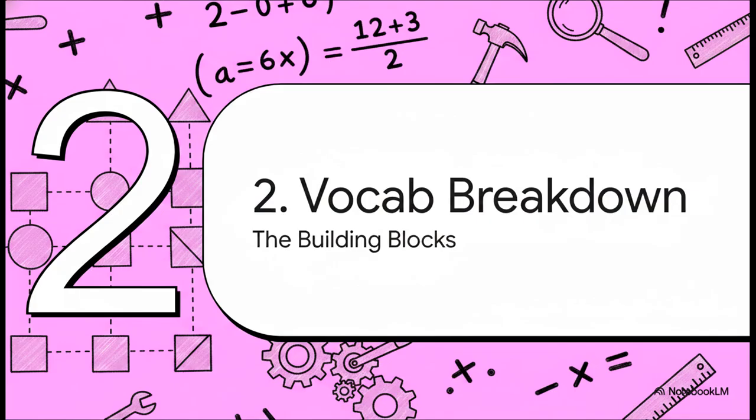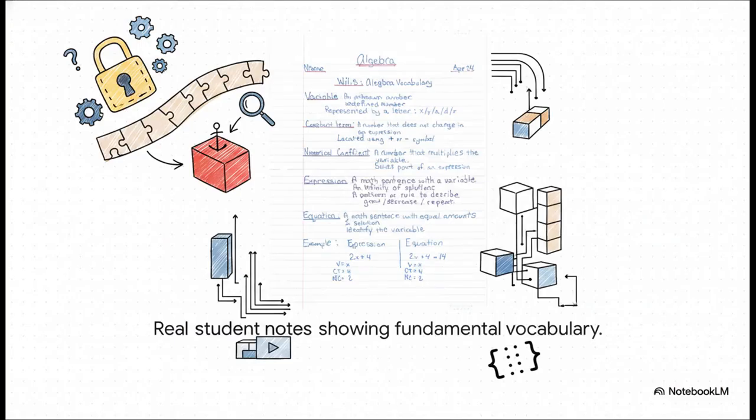Section 2. Breaking down the vocabulary. Now, to translate effectively, we obviously need to understand our tools first. When we look at actual handwritten student notes, we can see the fundamental building blocks laid out perfectly. We've got variables, constant terms, and numerical coefficients. Let's break down exactly what those mean.